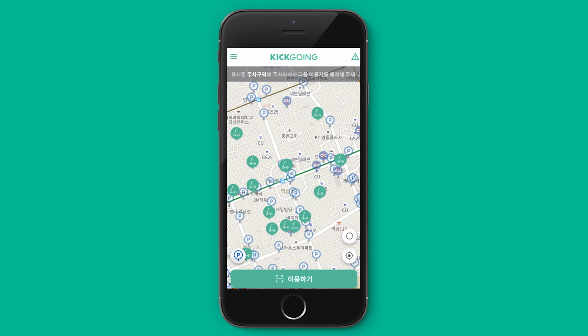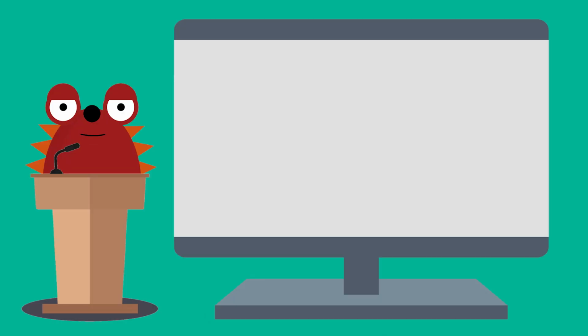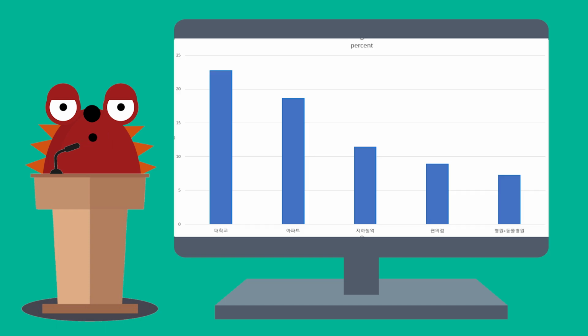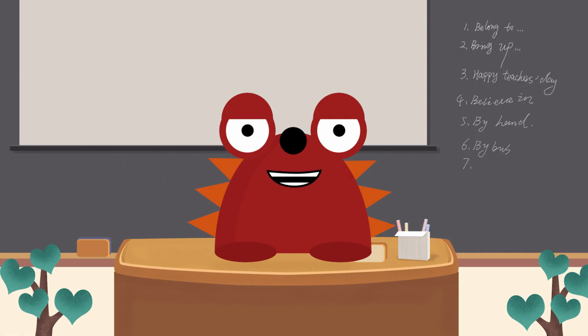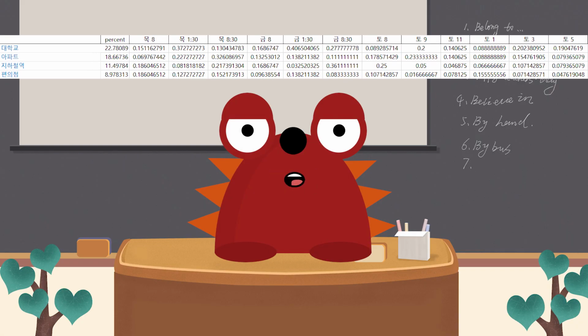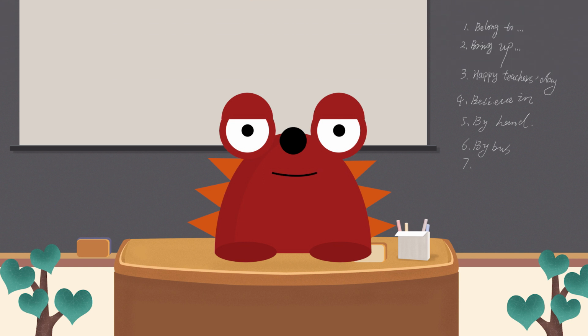The Kickgoing application for smartphones tells you the location of the electric kickboards that are parked in real time. That is, the Kickgoing users' destinations can be known through the application. We analyzed the destinations of Kickgoing service users according to the day and hour. The graph shows the percentage of Kickgoing kickboards parked at each destination. The major destinations were university, apartment, subway station and convenience store. We plotted the percentage of these four major destinations by day and hour. We calculated the percentage of total destinations by adding the percentages for each day of the week.